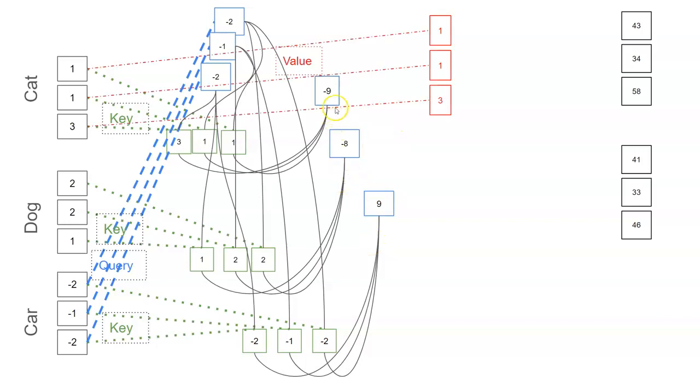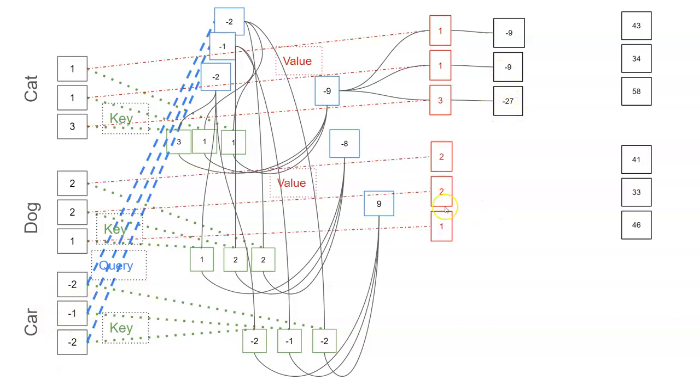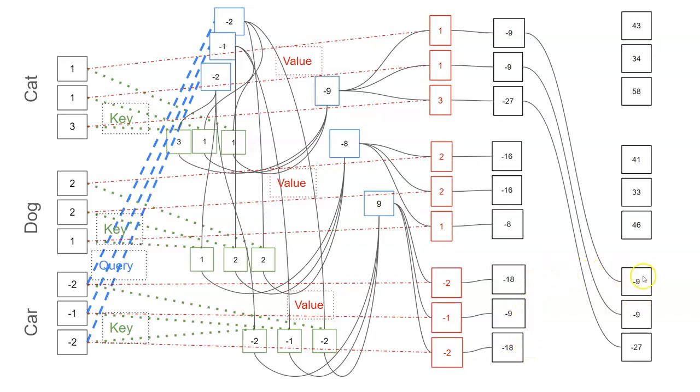And then we have to use the value, and we get minus 9, minus 9, minus 27, seen from the car. And again, from the dog, minus 16, and from the car itself is this one. Okay, and then we sum them up. And now we see that the car's meaning of itself and the entire sentence is minus 43, and that's it. That's the attention. We have now 3 new vectors that include the entire text 3 times, if we can say it like that.